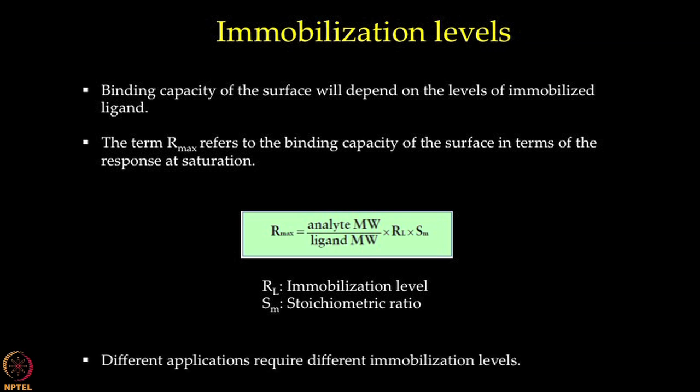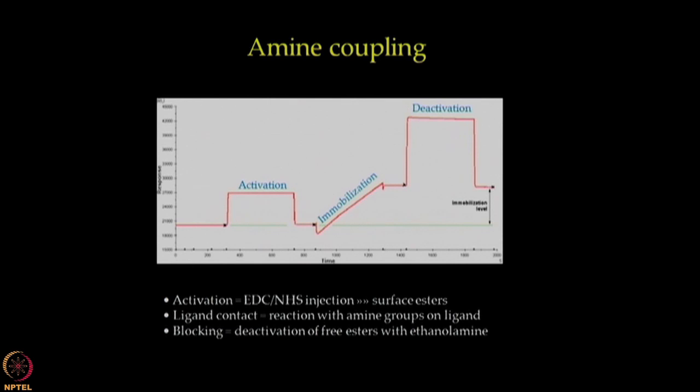A theoretical calculated Rmax is often higher than the experimentally derived Rmax for the same interaction. This could be because of several reasons, such as the ligand is not fully active, or that there is steric hindrance in the interaction. Different applications may require different binding capacities and thus different immobilization levels. A low Rmax is often beneficial in kinetic analysis, while higher immobilization levels are advantageous in binding analyses and concentration measurements. Today, we are going to immobilize the antibody on a CM5 chip using amine coupling chemistry.